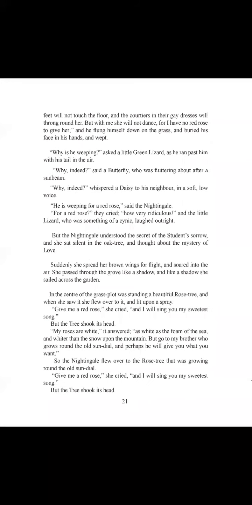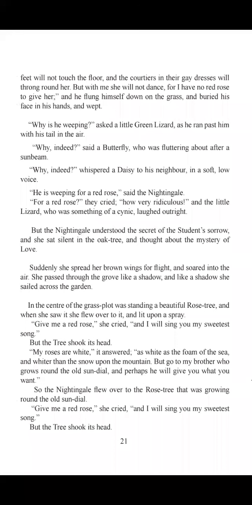"She will dance so lightly that her feet will not touch the floor, and the courtiers in their gay dresses will throng round her." So now he's imagining that for her beauty, everyone will look at her. Courtier means the person who is a part of the king's court. Courtiers, part of the king's court. So he says that they will look at her, she will dance very smoothly, even her feet will not touch the floor. He's imagining what kind of a very smooth time it's going to be.